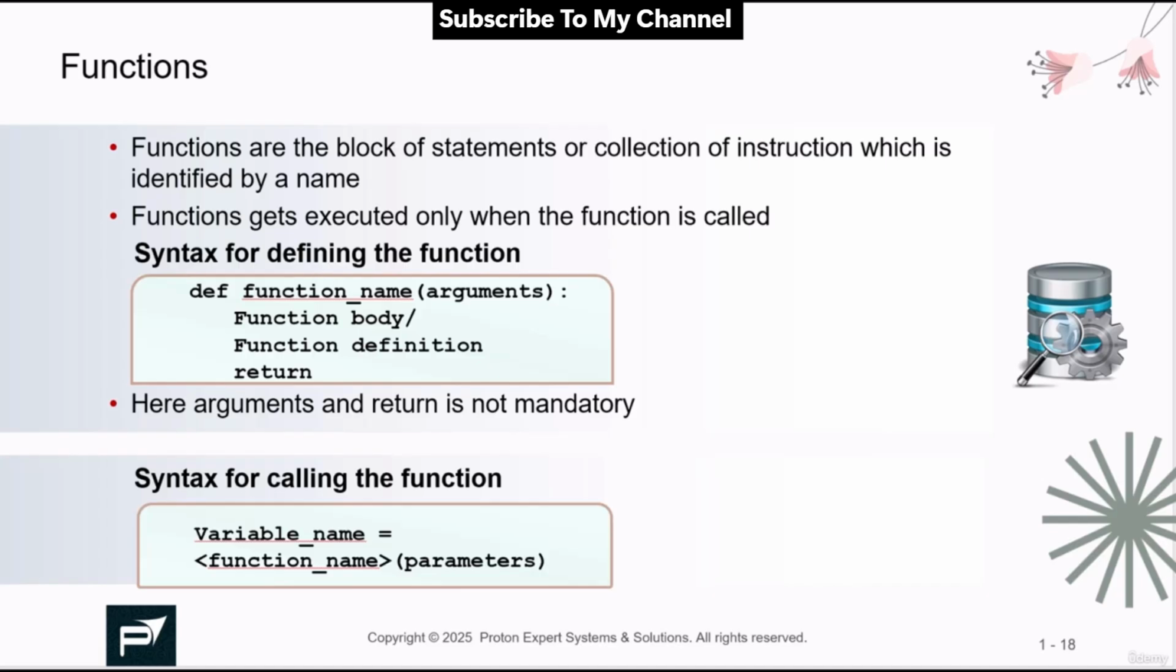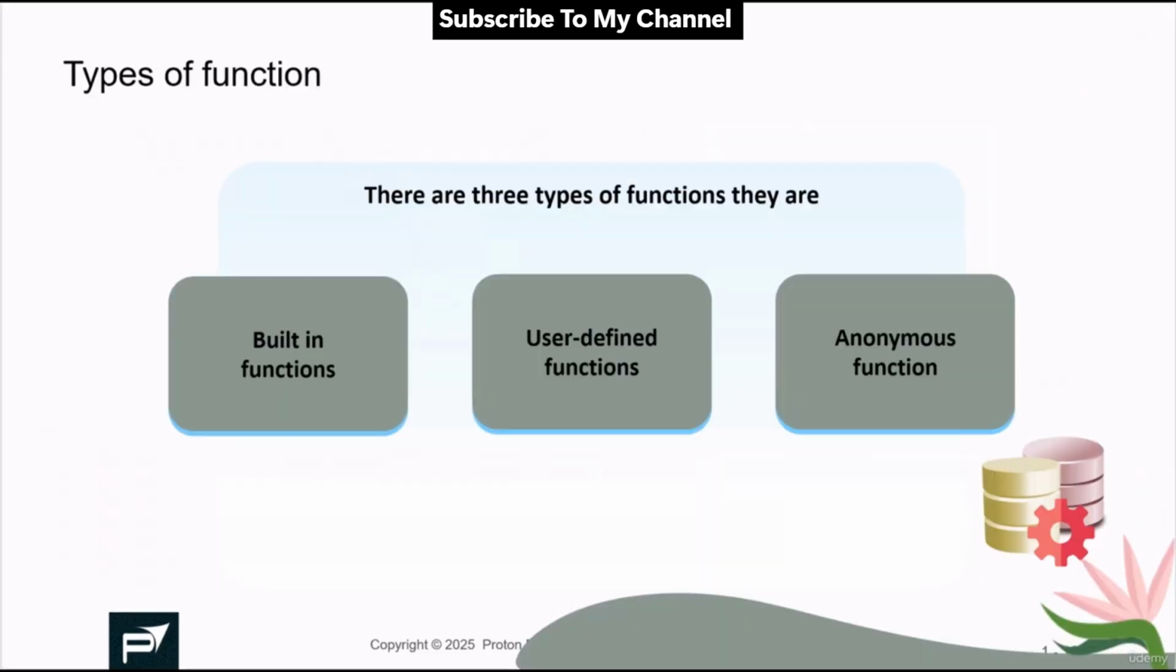You can see the syntax for defining a function. Here, the arguments and return are not mandatory. You can also see the syntax for calling the function. Let's see what the types of functions are. There are three types of functions. They are built-in functions, which are the predefined functions in Python. User-defined functions, which are the functions created and defined by the user. And anonymous functions, which are one-line functions.